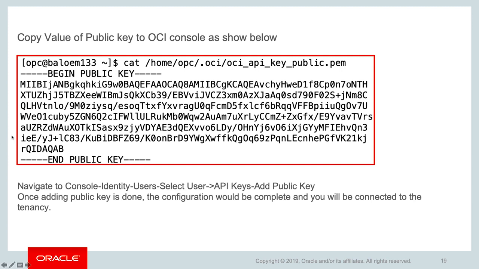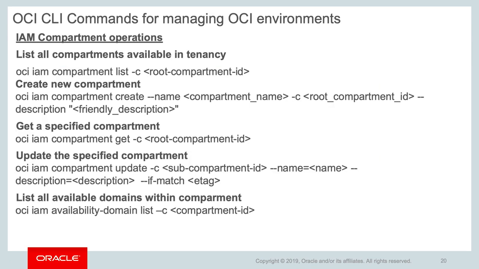It is shown here: copy the value of the public key to the OCI console. Navigate to the console under Identity and then Users, select the user, then API keys, and add the public key. Once the public key is added, configuration will complete and you will be connected to your tenancy. That's where you will start using all of the command line tools which OCI CLI has to offer.